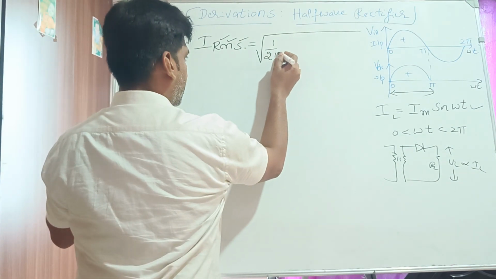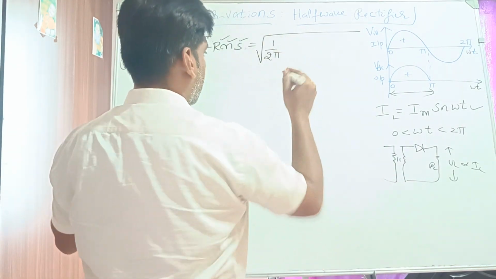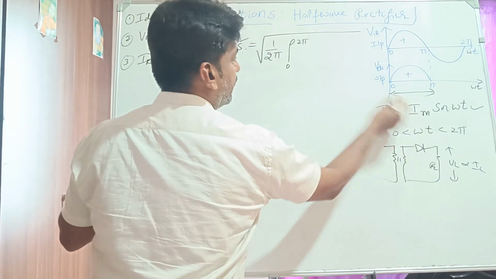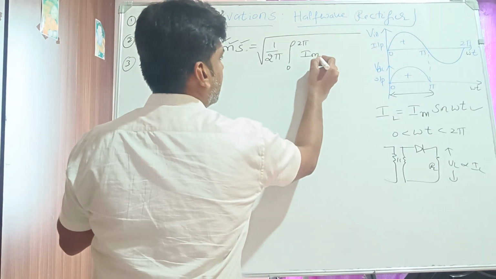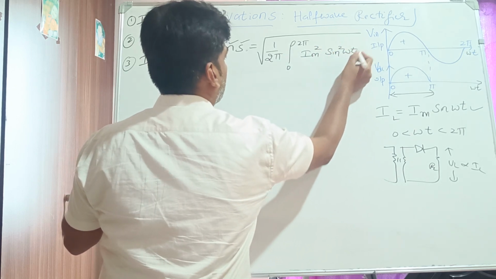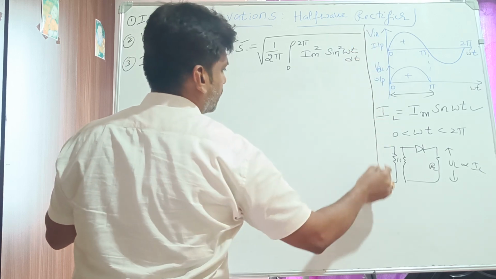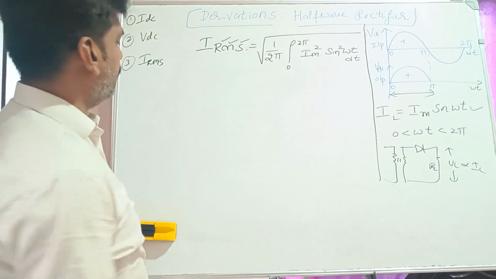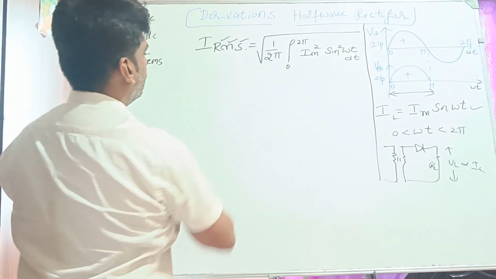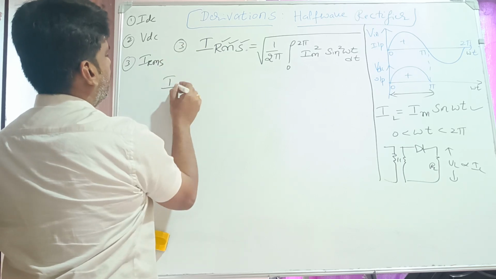Under the square root, how can we write the mean? It is over 1 complete cycle, 1 over 2 pi, then it is 0 to 2 pi of this squaring. What is squaring? The squaring is Im square multiplied by sine square omega t, and it is dt. So this is what the concept is, right? So now we should solve this. If we solve this integration, then we will get IRMS. So I will call this the third one.